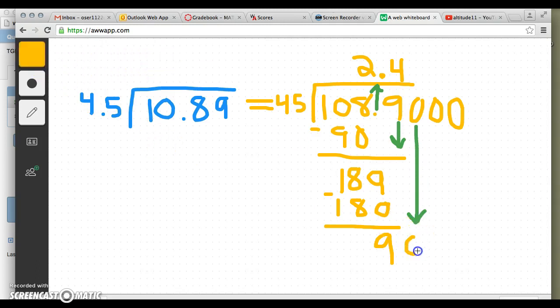So what we really are left with is 90. And we already saw that 45 times 2 is in fact 90 itself. And when we subtract, we would then have no remainder. 90 minus 90 is 0, meaning that our final solution then is 2.42, which is what the calculator showed us at the beginning.